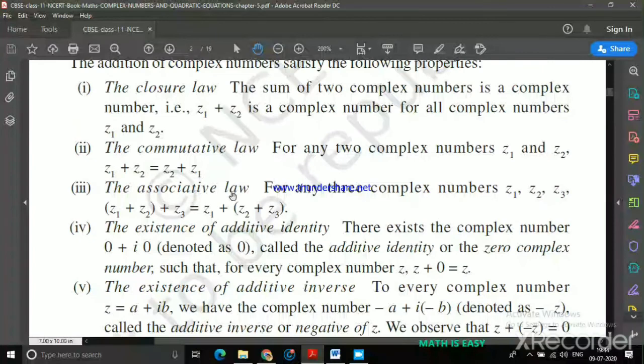Associative property also. Now a commutative property for the difference of two complex numbers will not hold. Z1 minus Z2 is not the same as Z2 minus Z1. For the difference, commutative property does not hold.